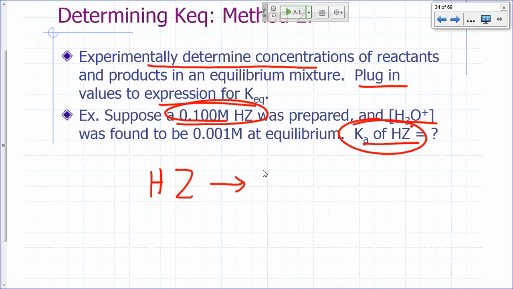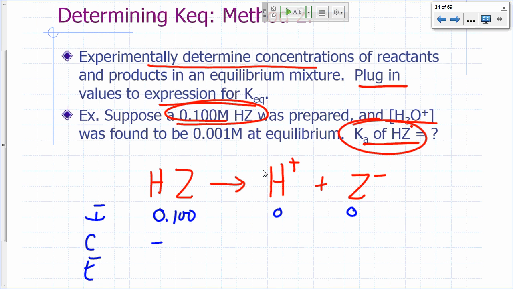What's the product? H3O plus or H plus plus Z minus, right? And so what you need to do is set up an ice table here. What's the initial concentration of HZ that we have? 0.100. You know this is an acid, so it's going to ionize, right? So you're going to lose, let's start off with none of the H plus and none of the Z minus. So you're going to lose X moles per liter of HZ.